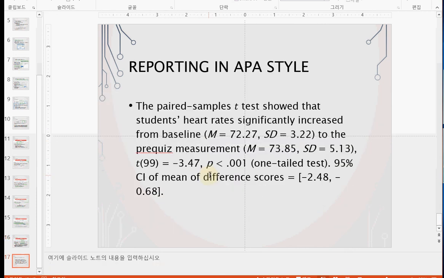This is the APA format to report, nothing special here. We can say the paired sample t-test showed the students' heart rate significantly increased from baseline to the pre-quiz measurement. Okay, this is the end of the paired sample t-test. Now, lastly, we move to the independent sample t-test.